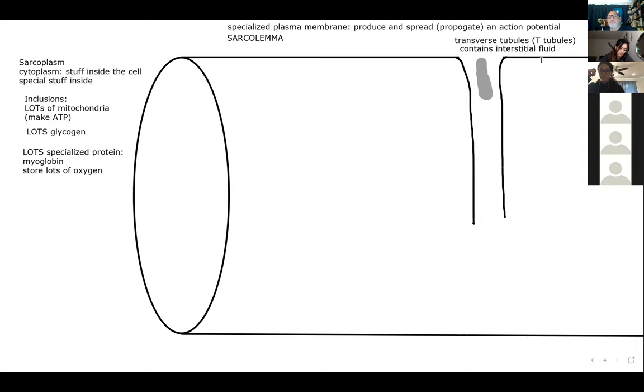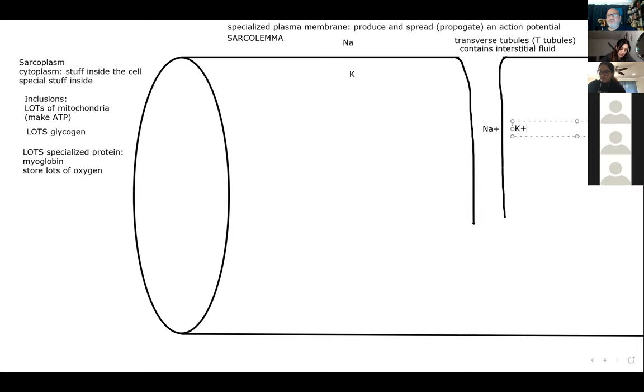This is important because if we think about it, where is there going to be more potassium? Is there going to be more potassium inside the cell or in the transverse tubule? Let's think out here. Outside the cell, is there more potassium outside the cell or inside the cell? Inside. Remember there's more potassium inside. Where is there more sodium, outside the cell or inside the cell? Outside the cell. And we're going to say the same thing in the transverse tubule. There's going to be more sodium in the fluid in the transverse tubule, whereas inside the cell there's going to be more potassium. So this transverse tubule contains the interstitial fluid.